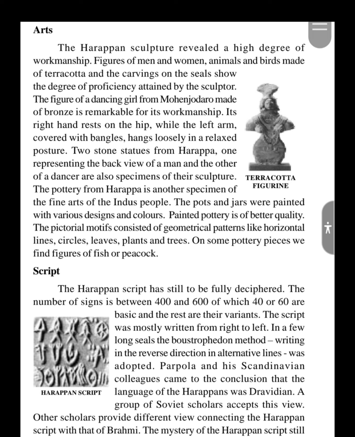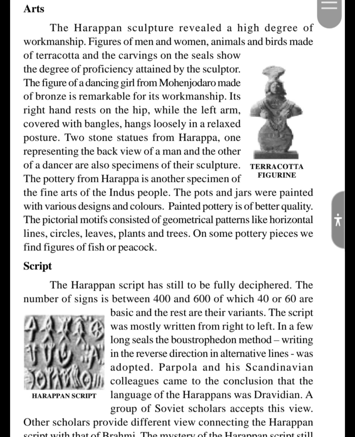Script. The Harappan script has still not been fully deciphered. The number of signs is between 400 and 600, of which 40 or 60 are basic and the rest are variants. The script was mostly written from right to left. In a few long seals, the boustrophedon method, writing in the reverse direction in alternate lines, was adopted.